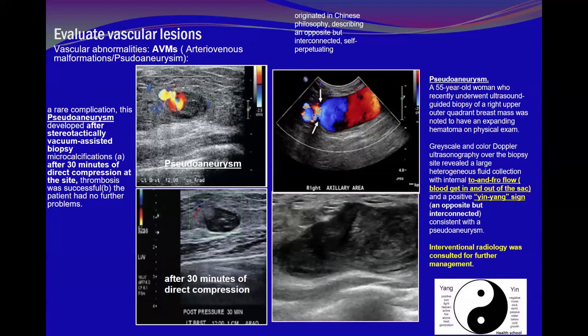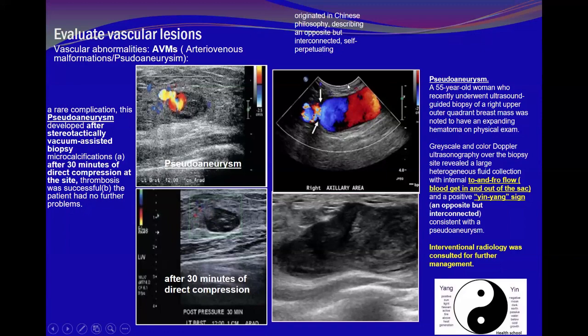Okay. Other uses of Doppler: evaluate vascular lesions. Here we have two examples of pseudoaneurysm. This one was small, okay? Just with pressure it got clotted, and with compression for half an hour, it disappears. The flow disappears. Again, here we can see the color box, but no more significant color signal appreciated after compression because it is small, just treated with compression.